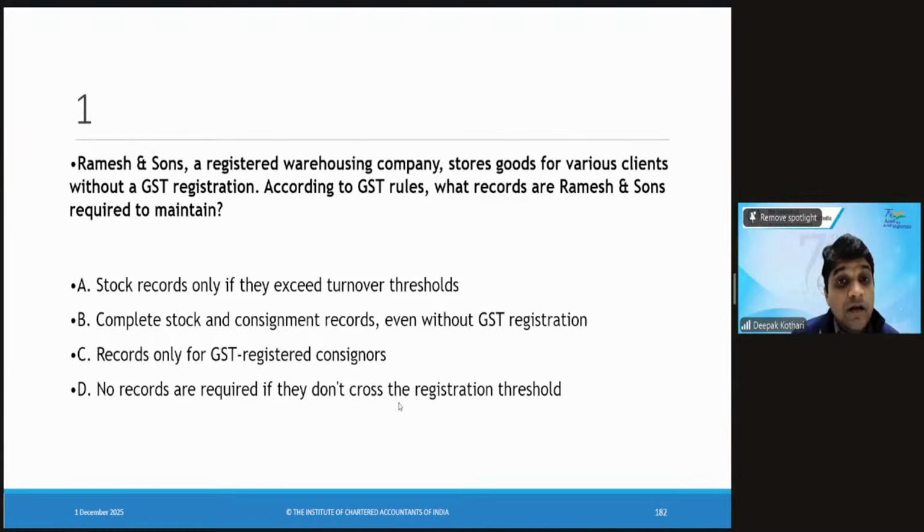He is a warehouse company. He stores goods for various clients without the GST registration, which means his turnover is less, so he is not required to register. So he has not taken the registration. But he stores the goods for various clients. Then what records is Ramesh and Sons required to maintain? He is not registered, mind you. Now what records will he maintain?